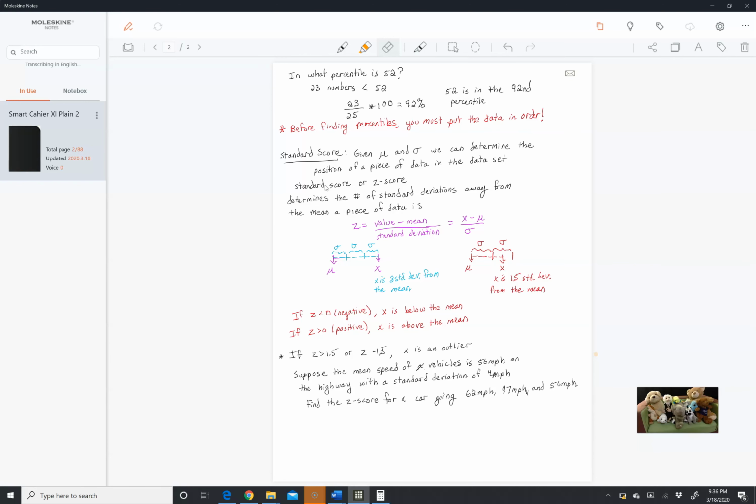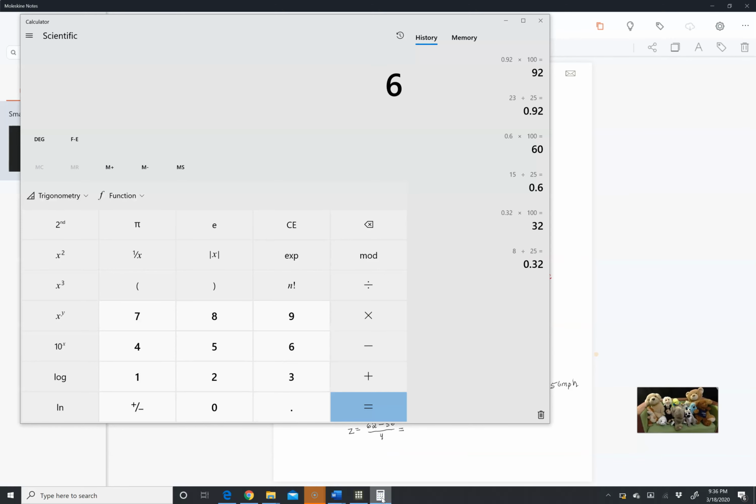Okay, so let's start with the 62 miles per hour. So we're going to say X is equal to 62. When X is equal to 62, the z-score, we're going to take 62, subtract the 56 we get from the mean, and then divide it by 4. If we go to our calculator, we can see 62 minus 56 divided by 4 is 1.5.